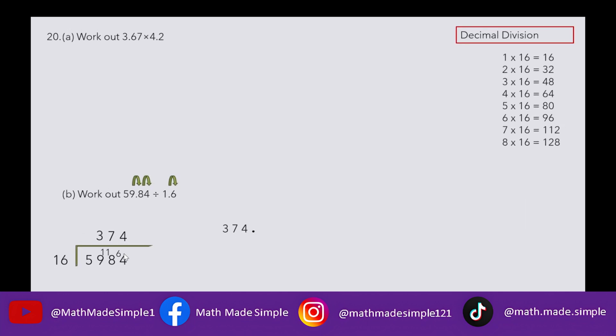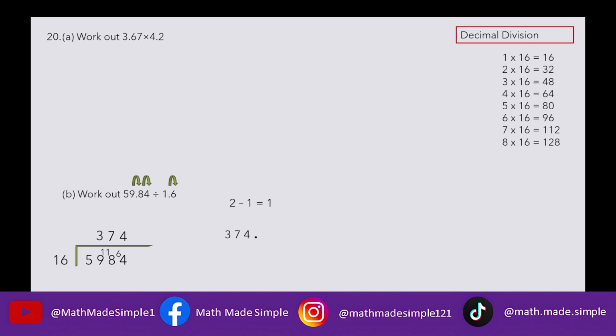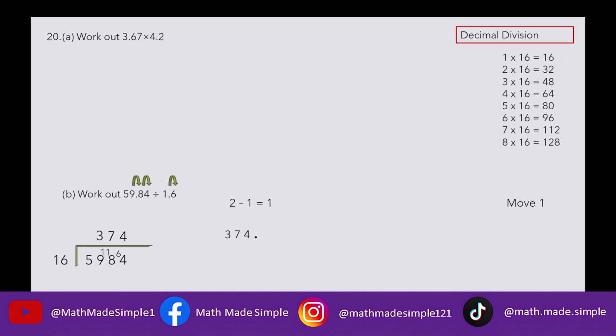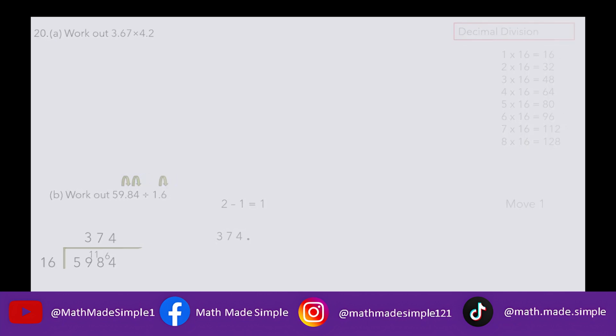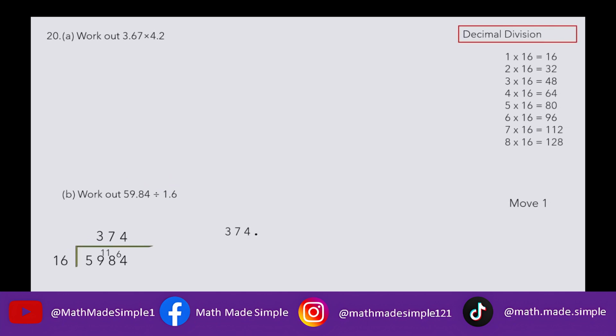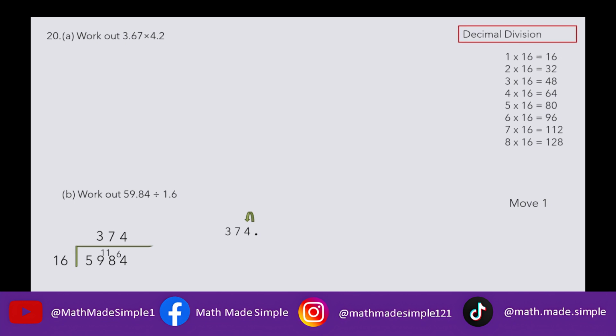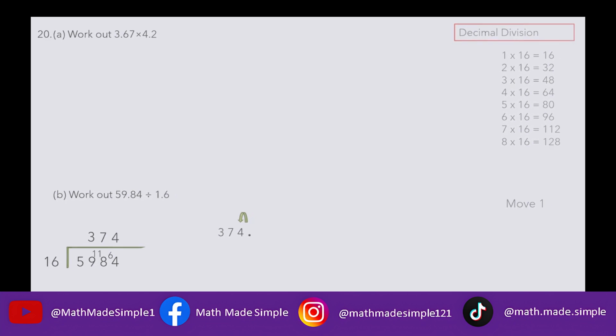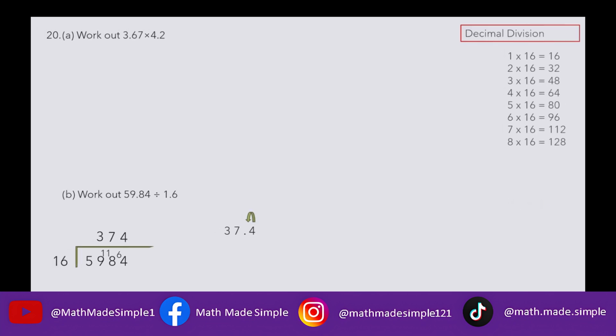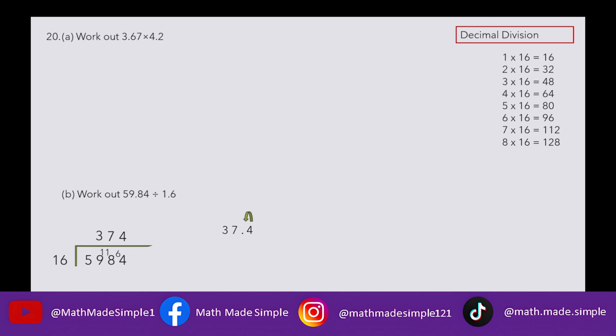And I could work that out. That's 2 there, that's 1 there, and then I subtract both of them from each other. So I have to move 1. And so after I move the decimal place, I would get 37.4 as my answer.